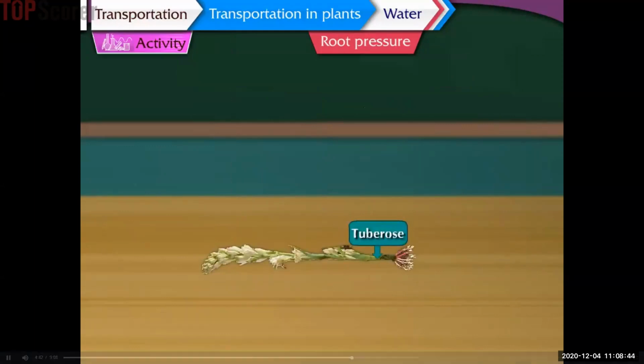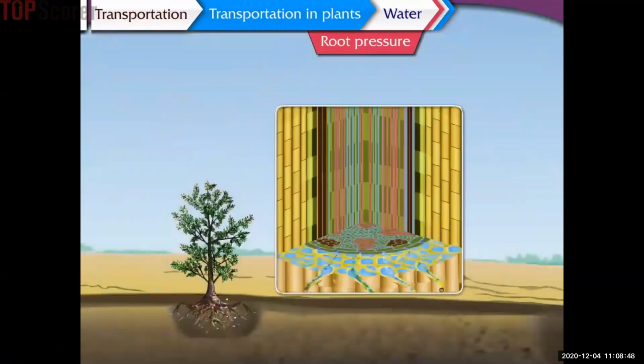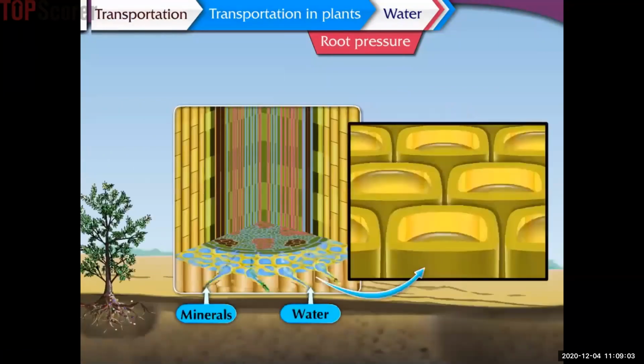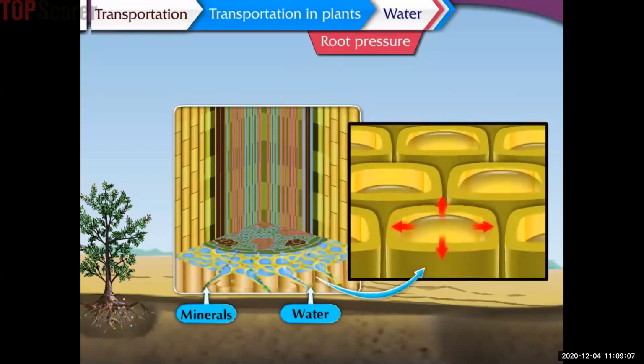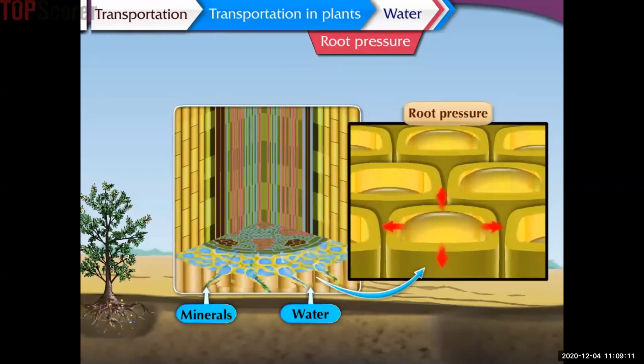Let us understand how water is actually absorbed through roots. Root cells are in contact with water and minerals present in the soil. Due to difference in the concentration, water and minerals enter the cells present on the surface of the roots. Thus, the cells become turgid. This exerts pressure on the neighboring cells. This is called root pressure.